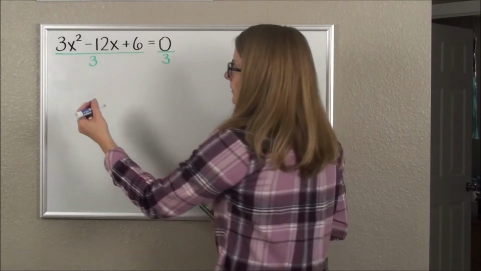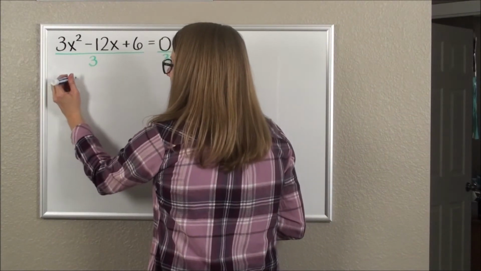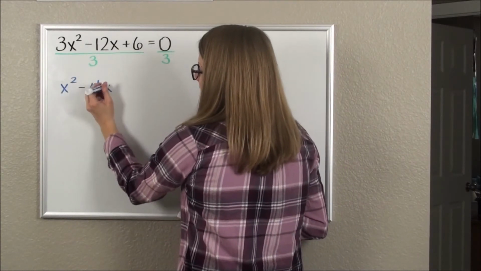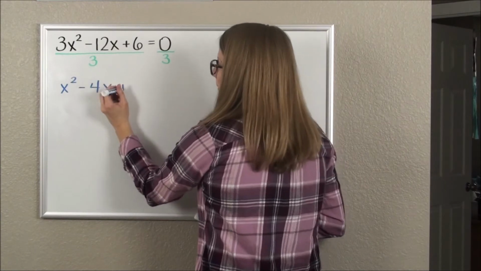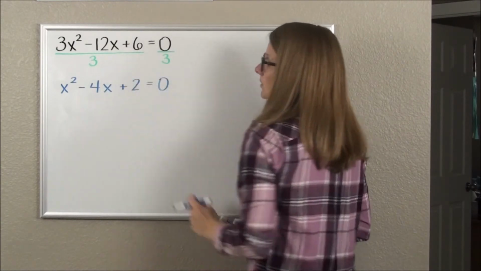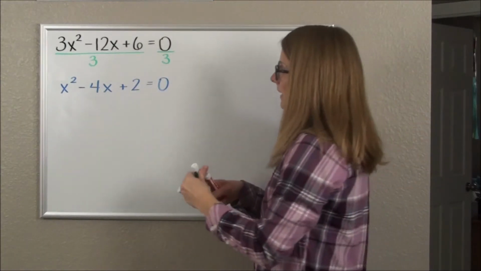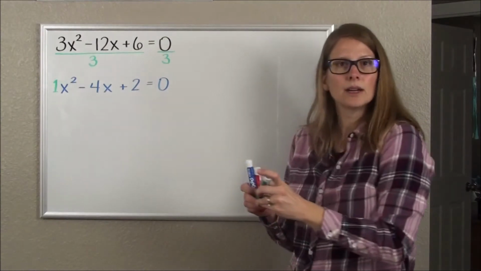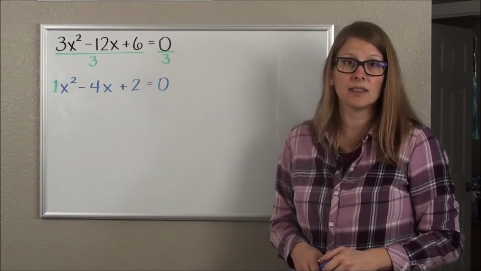So 3x squared divided by 3 will be x squared. Negative 12x divided by 3 will be negative 4x. 6 divided by 3 will be 2. And on the right side, 0 divided by 3 is still 0. So now I finally have the leading coefficient of 1. When there's nothing really in front of x squared, that's when I can begin the process.